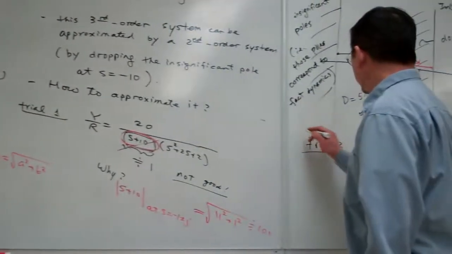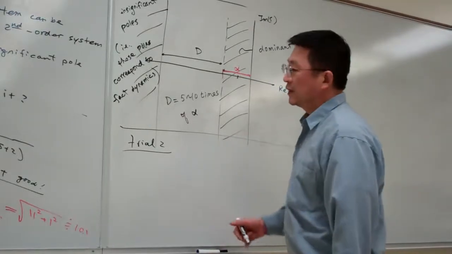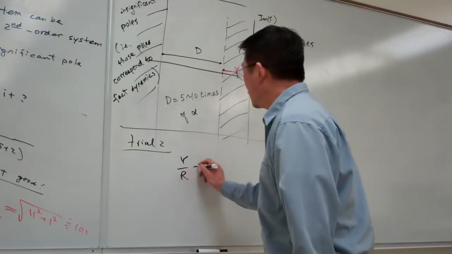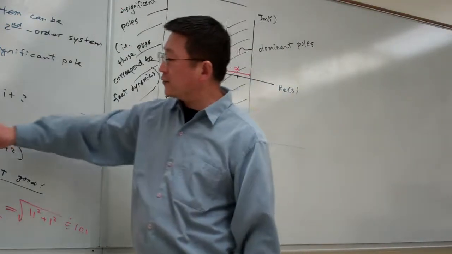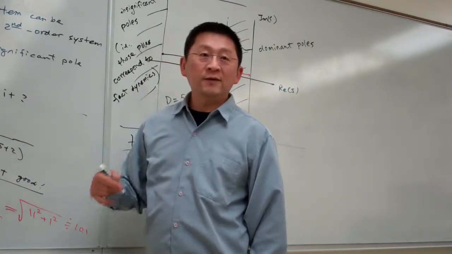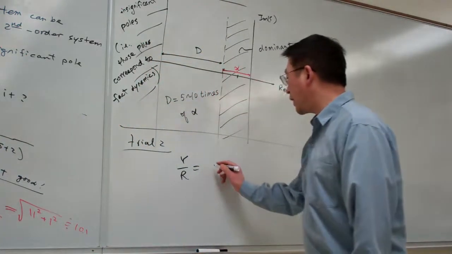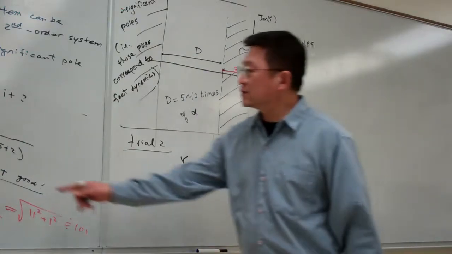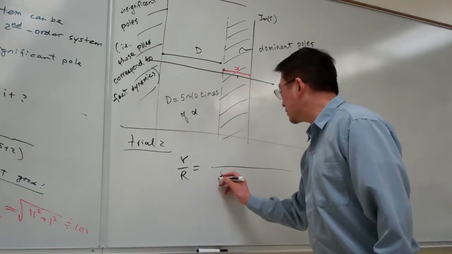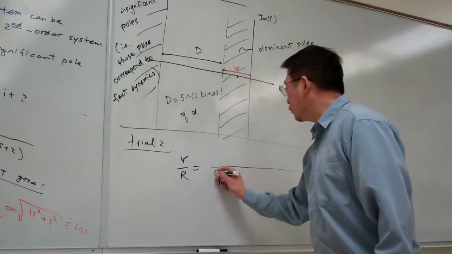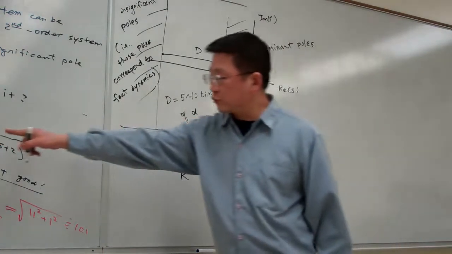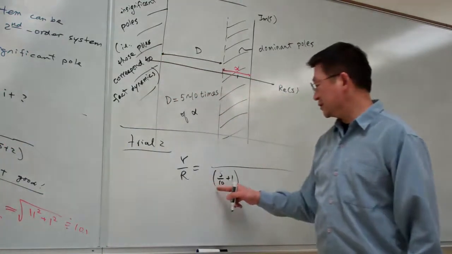Okay, the best way is this. We do trial two. Is this y over r? Now we know we are trying to approximate this term equal to 1. Okay, keep that in mind. So what we're doing is this: we simply have s divided by 10 plus 1. We simply reform this one, get into this.